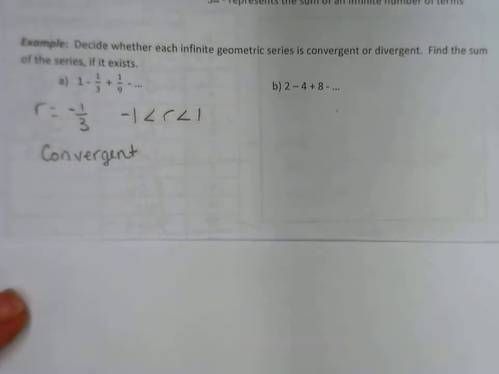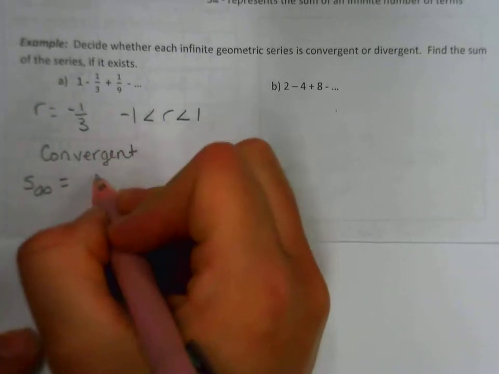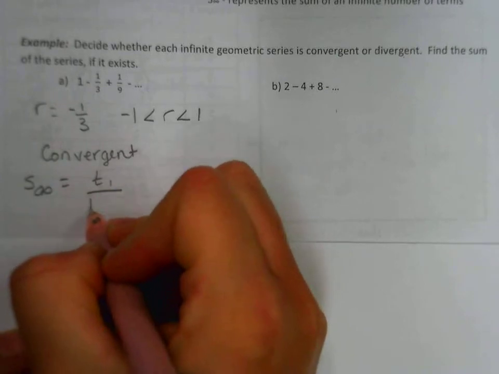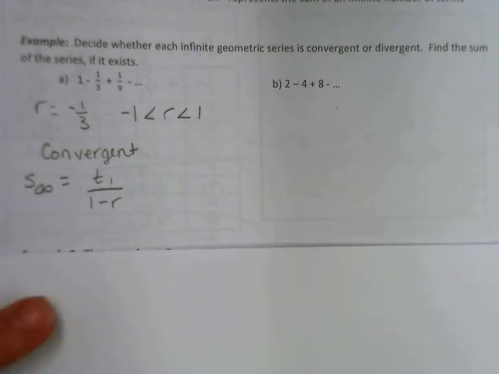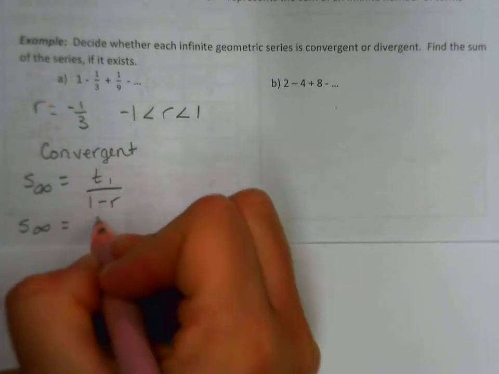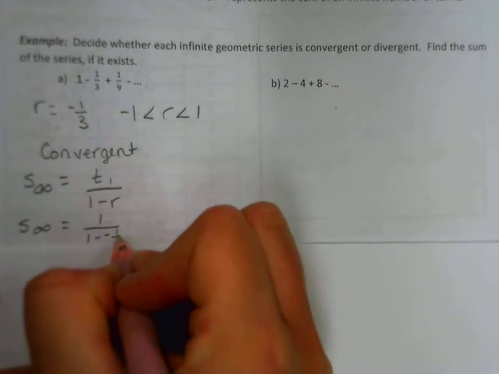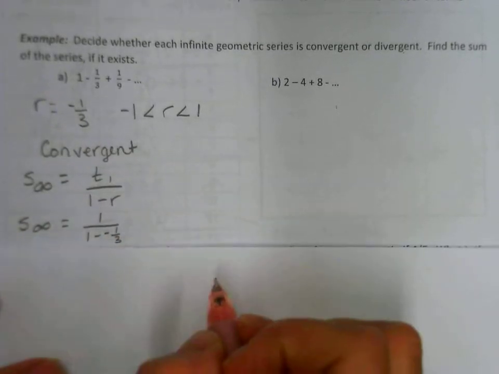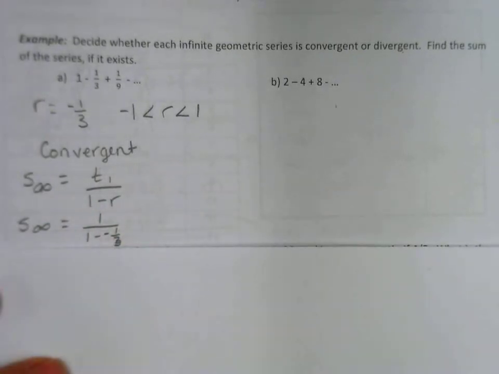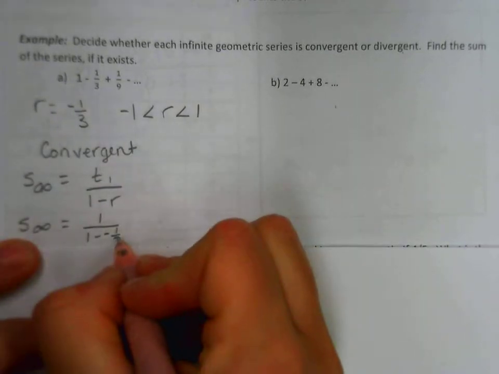And when a sequence is convergent, that means it approaches a fixed sum. To find that sum, we use the formula for an infinite series: the first term divided by 1 minus the common ratio. So I'm going to substitute that information in. My first term is 1. I'm going to divide this by 1 minus a negative 1/3, which is my common ratio.